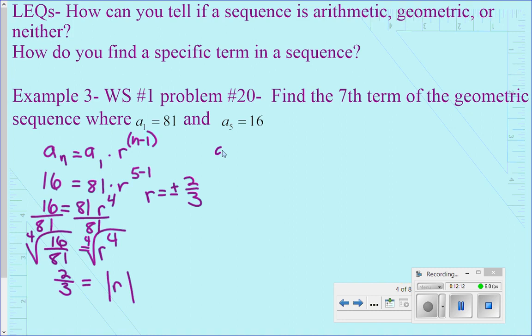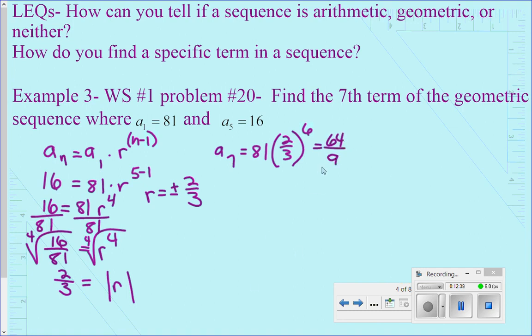So we're going to find a sub 7, again using the explicit. I know the first term is 81. I now know the r value. I'm going to use 2/3. And I'm plugging in 7. So 7 minus 1 is 6. So I'm taking 2/3 to the 6th times 81. And when I do that, let's see, what am I getting here? I'm getting 64/9.